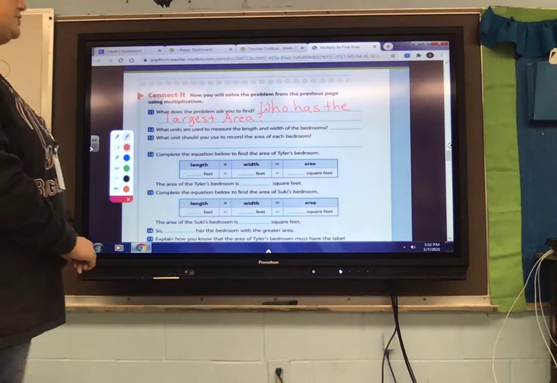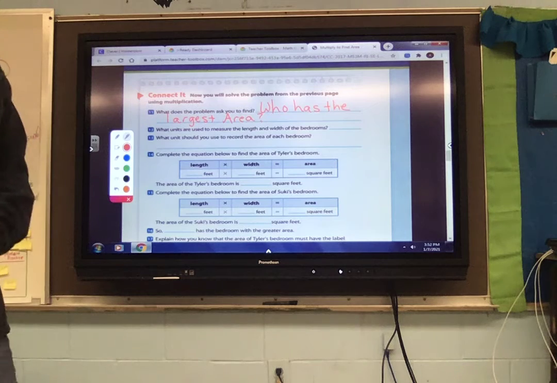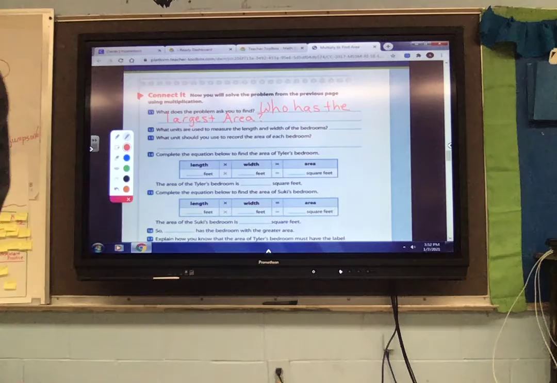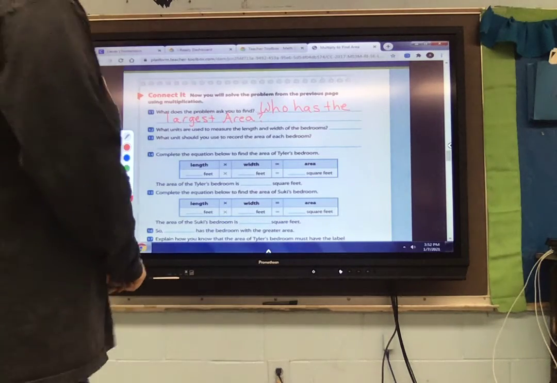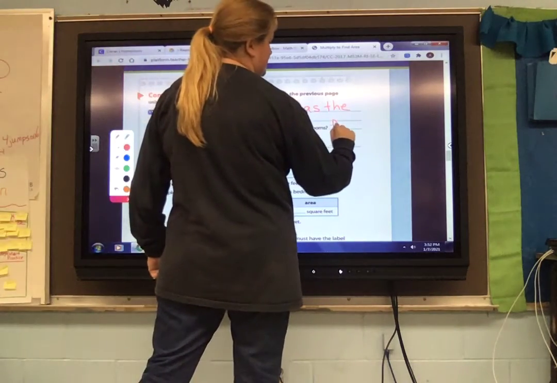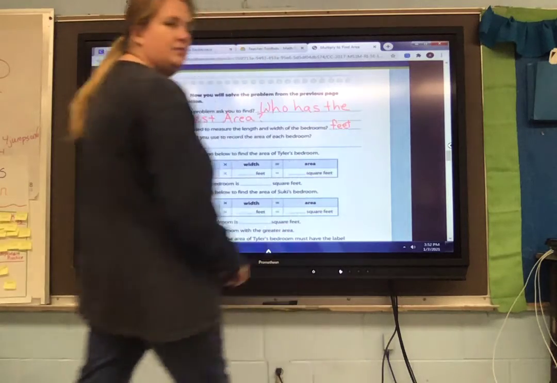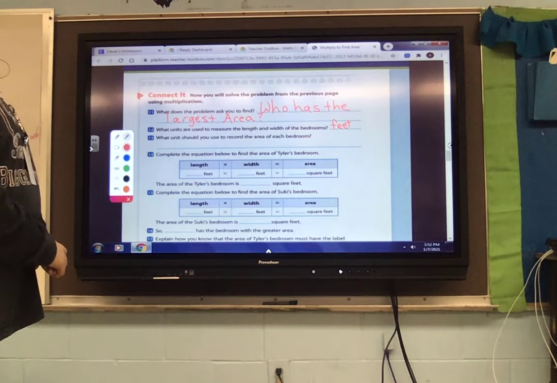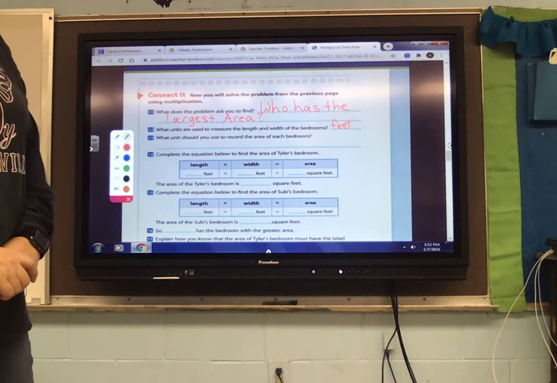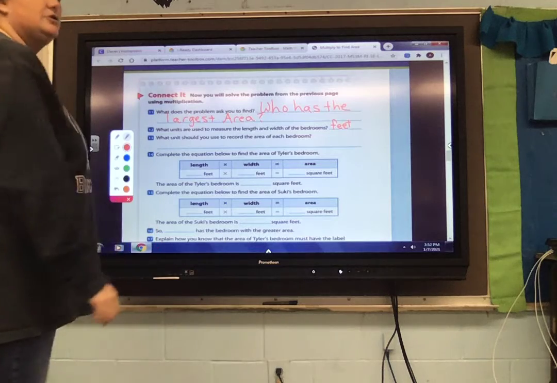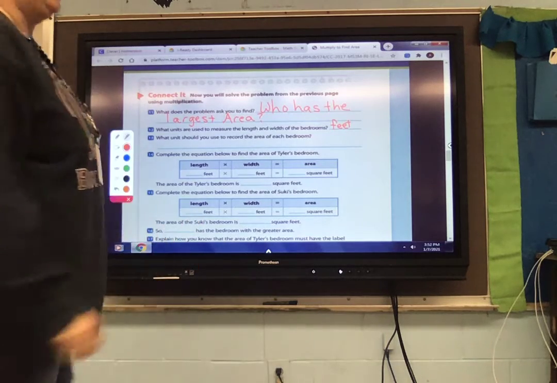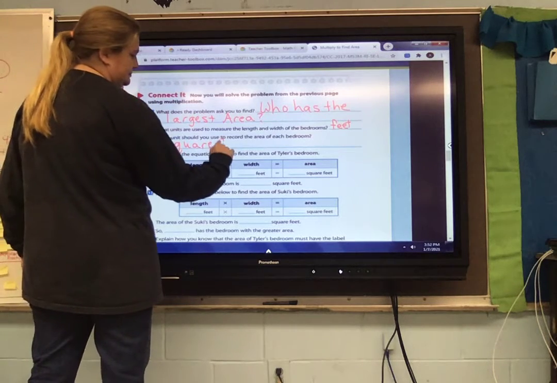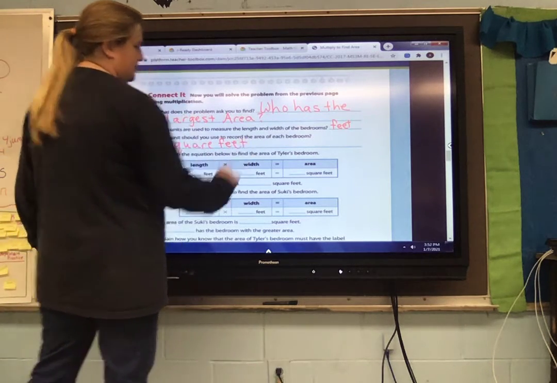What units are used to measure length and width? Did they use inches? No. Did they use centimeters? No. What were they using? Feet. They were measuring in feet. And that's typically how we would measure a bedroom, is using feet. So what unit should we use to record the area of this bedroom? Well, since we're doing area, we need to make sure we're doing square feet, right? Because we're counting the squares. So we need square feet.